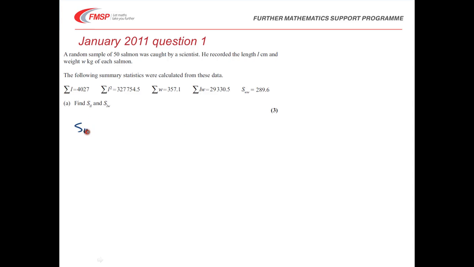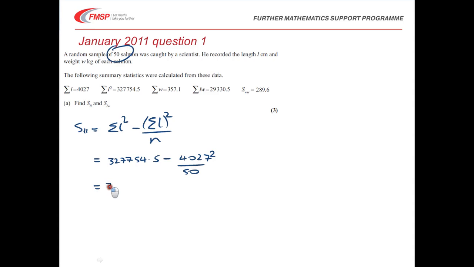So again, SLL will equal the sum of L squared minus the sum of L squared over N. So to complete this calculation, that's going to give me 327,754.5 minus 4027 squared over 50, and that's because we've got 50 salmon, and calculating that will give me 3419.92. So a method mark and an accuracy mark for getting that far.